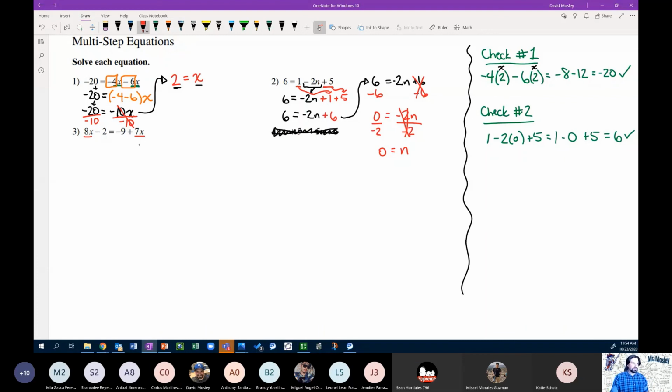Okay. So to do that, I'm going to subtract 7x from the right-hand side, which means I have to subtract 7x from the left-hand side as well.